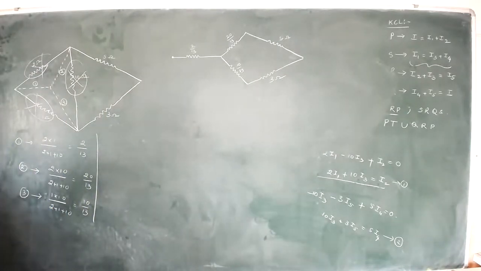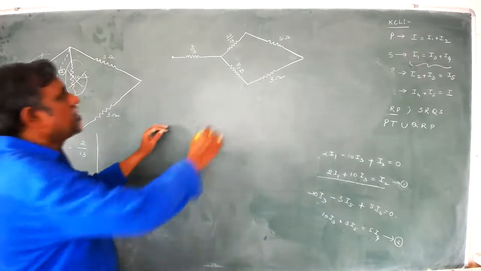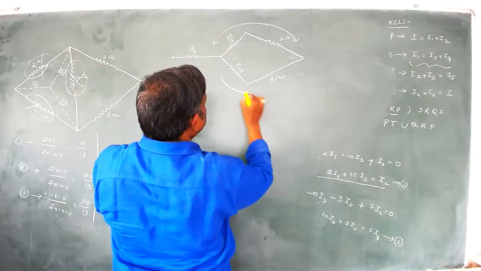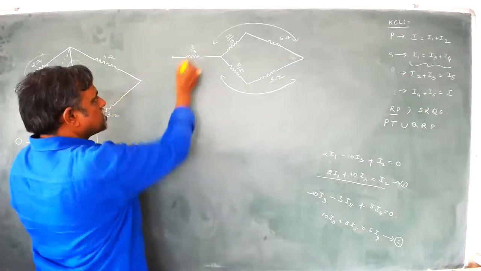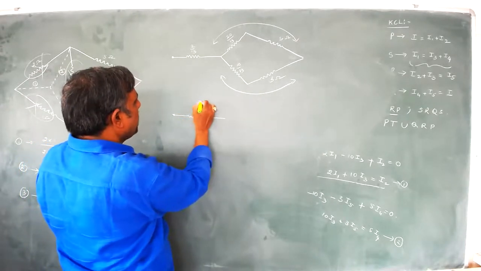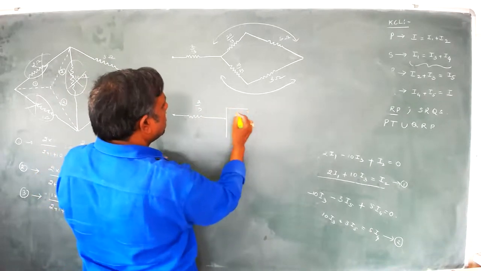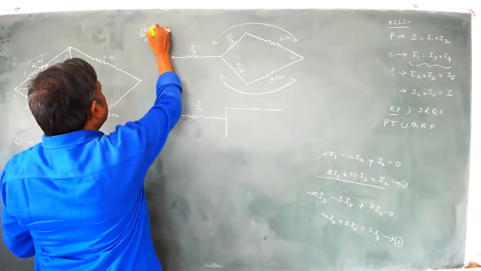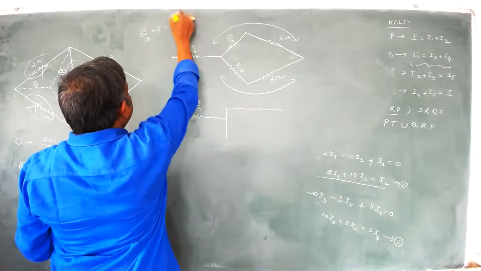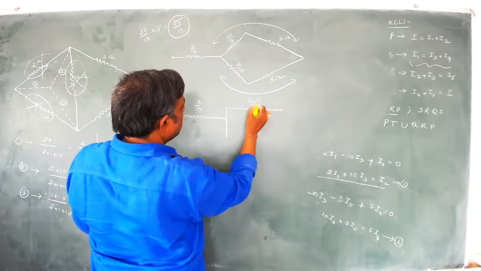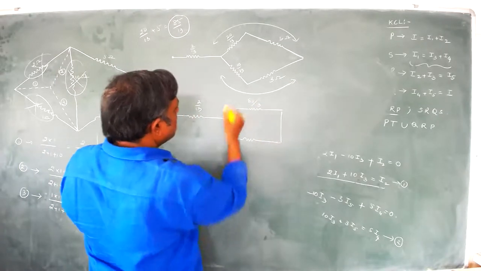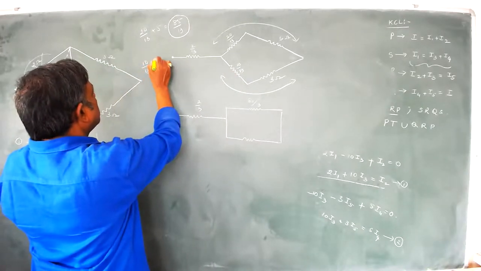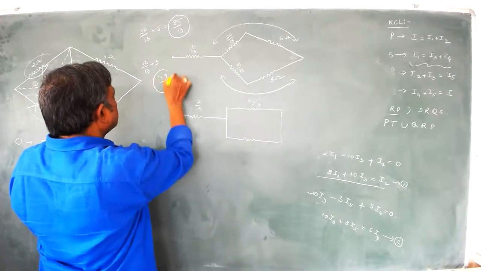Understood? Now rule number 1: any series or parallel combinations, you have to go for that. Do you see any series combination over here? These two things are in series, and these two things are in series. So this is 2 by 13. Then 20 by 13 plus 5 is 85 by 13. Then 10 by 13 plus 3 is 49 by 13.